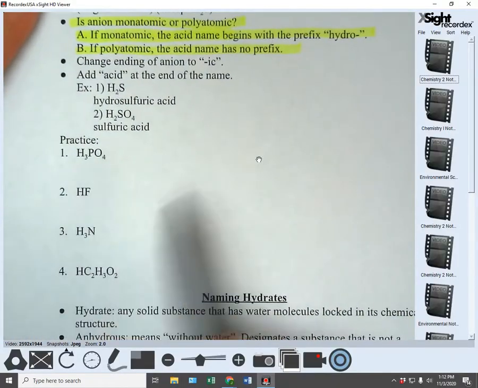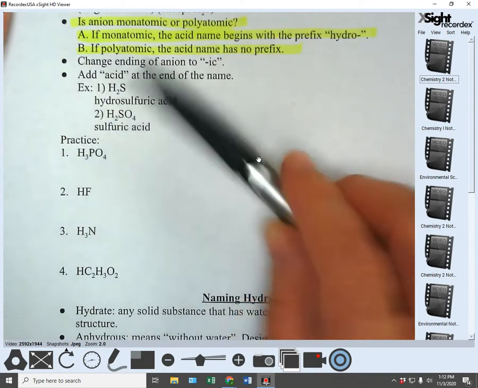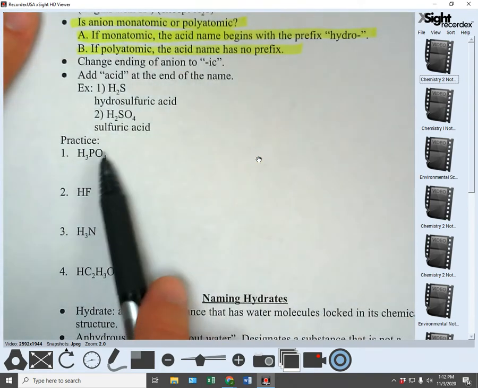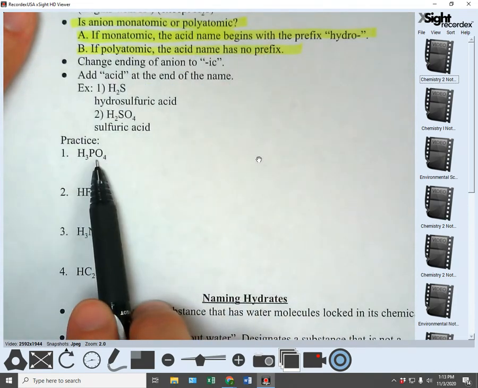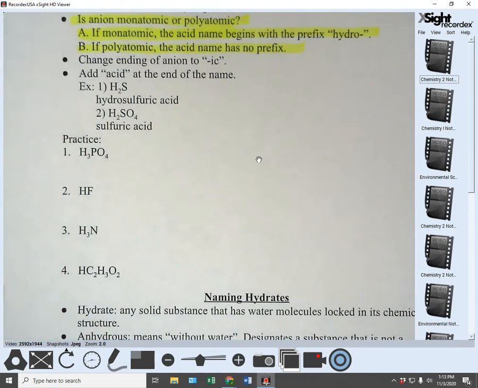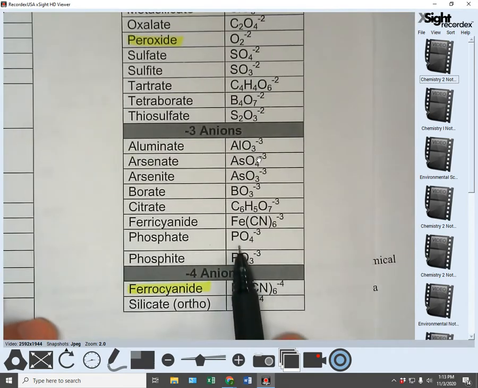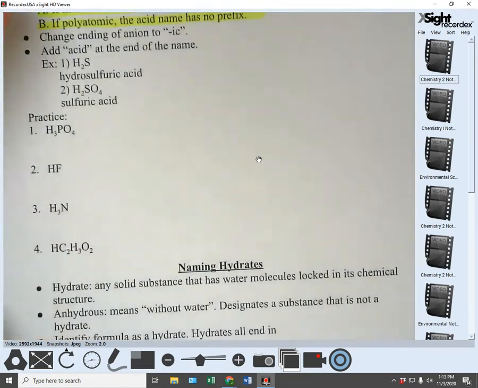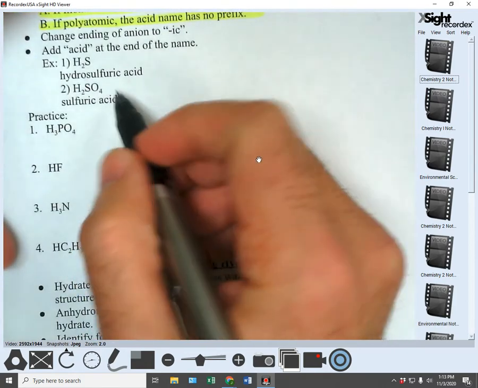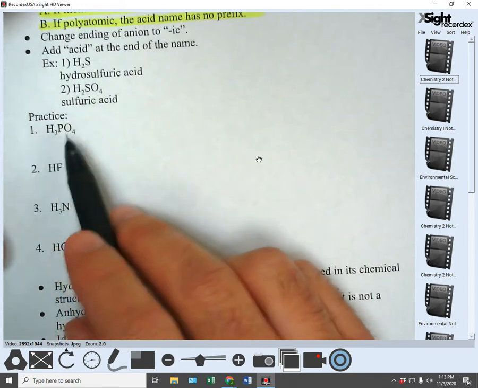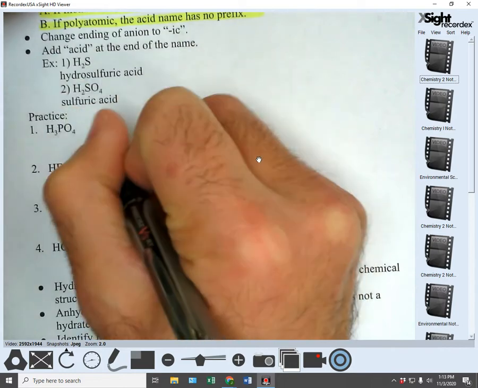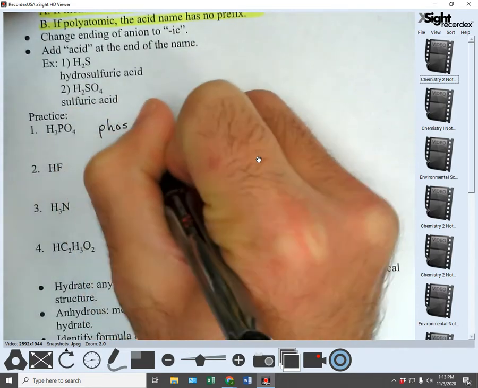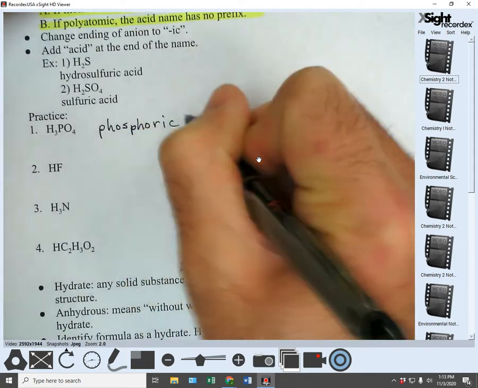First one here, it's an acid because it starts with H. Anion, monatomic or polyatomic? Well, more than one capital, so it's polyatomic. So we look up the polyatomic name. You look that up here, PO4, it's phosphate. That's actually from phosphorus. So you would change that to phosphoric, and then you add acid at the end.